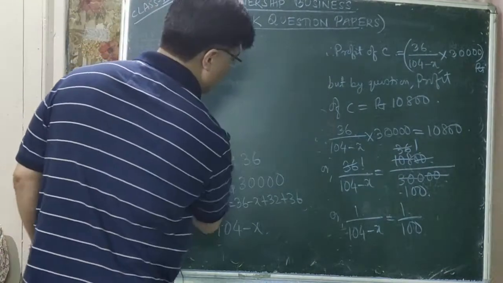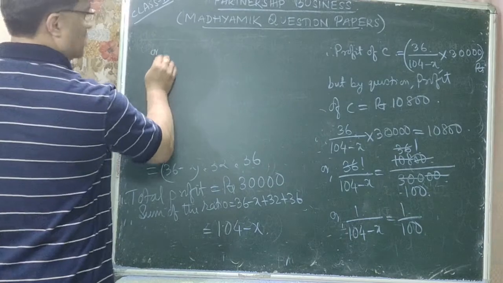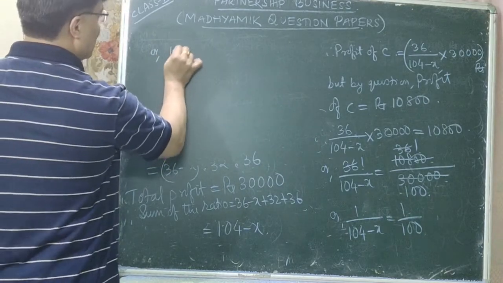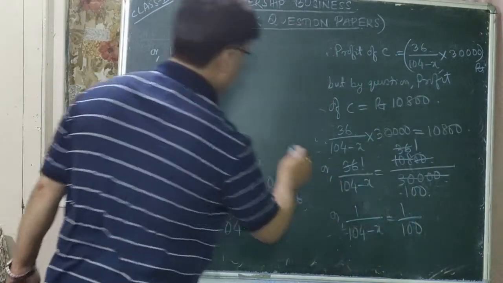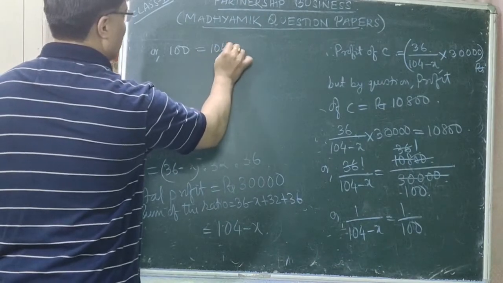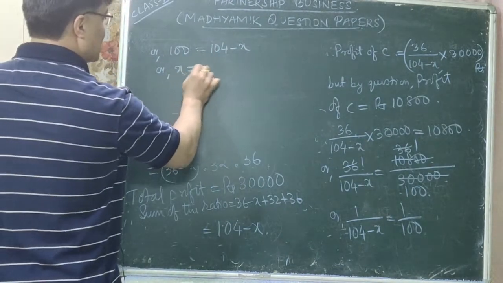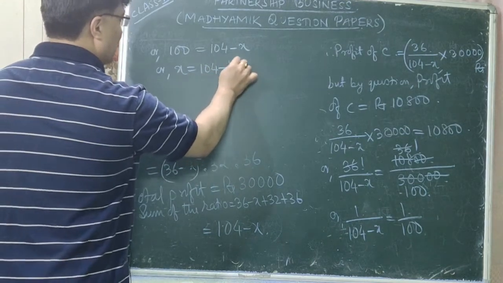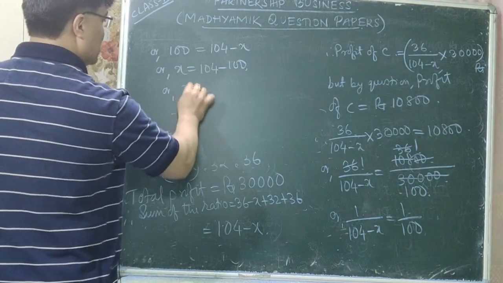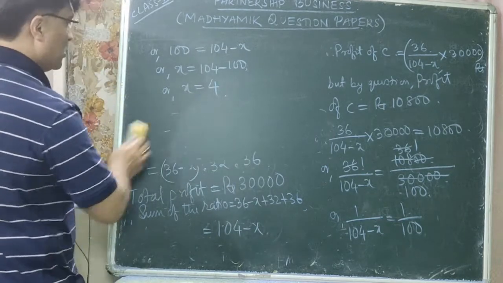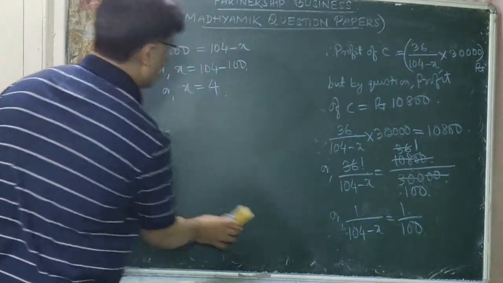So, cross multiply: 100 ones are 100, which is equal to 104 minus x. The minus x is taken to the left hand side, so x is equal to 104 minus 100, which is your 4. So actually what was x?